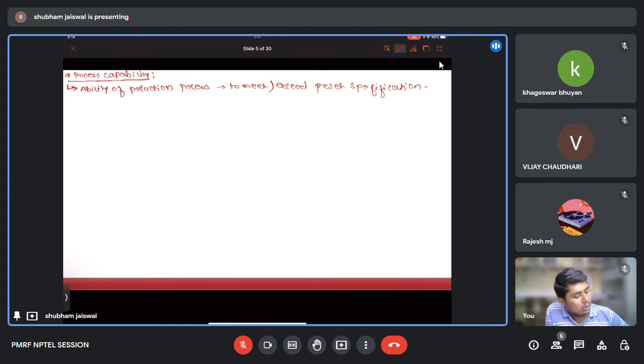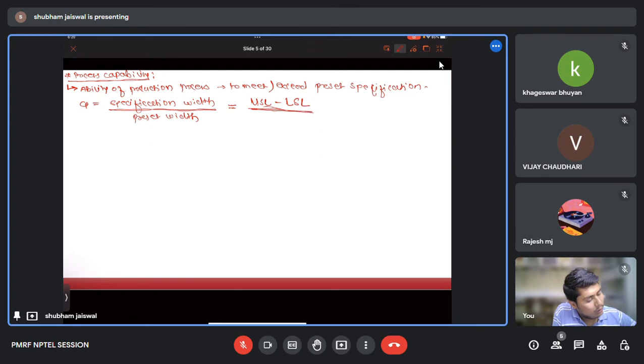So we can define Cp as nothing but specification width divided by preset width. What is specification width? It is the difference between the upper specification limit and the lower specification limit, divided by the preset width, that is plus 3 sigma and minus 3 sigma. Total comes out to be 6 sigma.